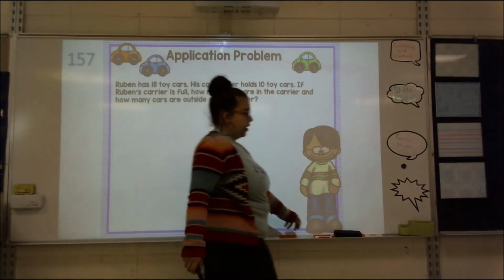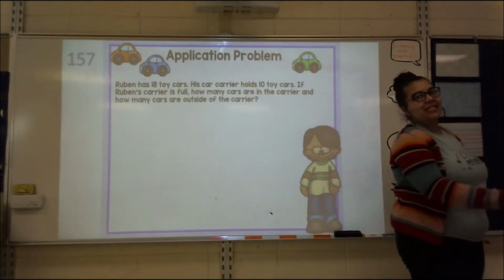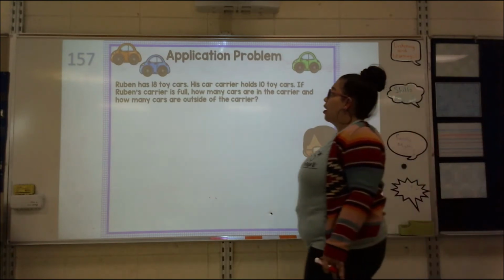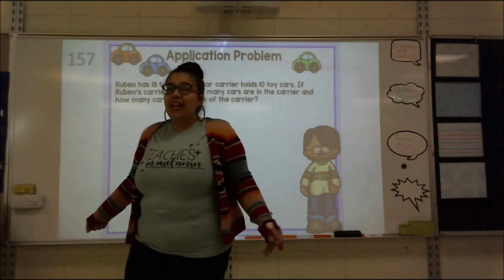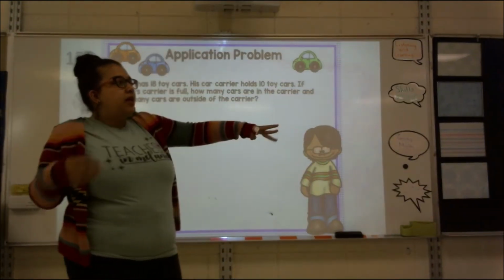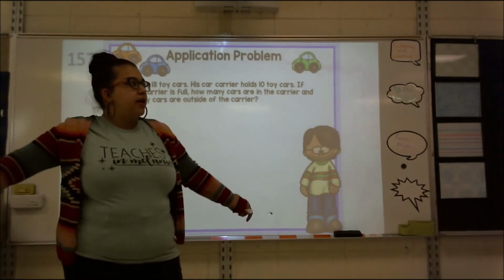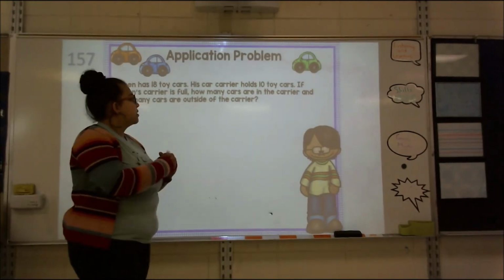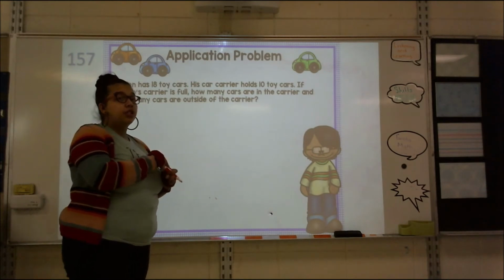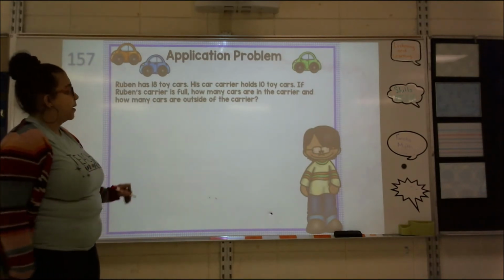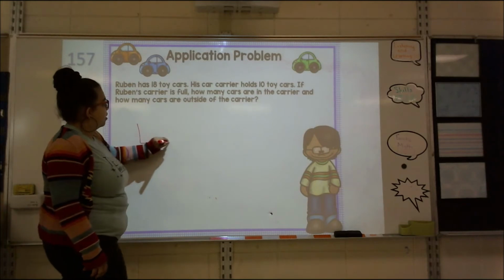All right, so here we are together. Ruben has 18 toy cars. His car carrier holds 10. His carrier is full. And how many are outside and how many are inside? Well, let's see. For Ruben, we're going to start. I think the best strategy is to start with a picture. Let's start with a picture.